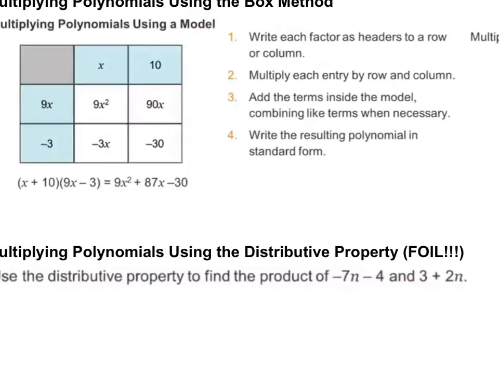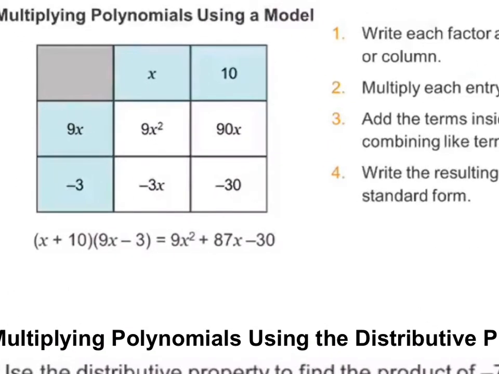And so if we're multiplying two binomials, say the binomial x plus 10 times the binomial 9x minus 3, what I can do is put this in a box. If I put these two terms, x and the 10, here and here, and then the 9x minus 3 over here, then I can multiply across. So I get 9x times x, which gives me 9x squared, and then I take 9x times 10 to give me 90x. Do the same thing for the negative 3. If I take negative 3 times x, it's going to give me negative 3x, and then negative 3 times 10 gives me negative 30.